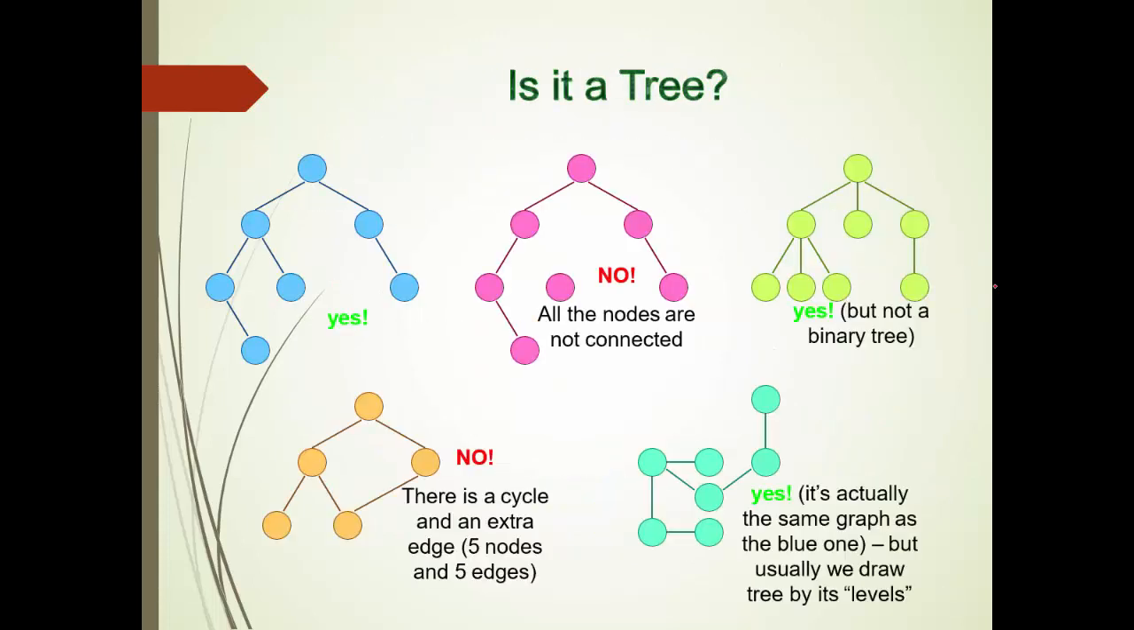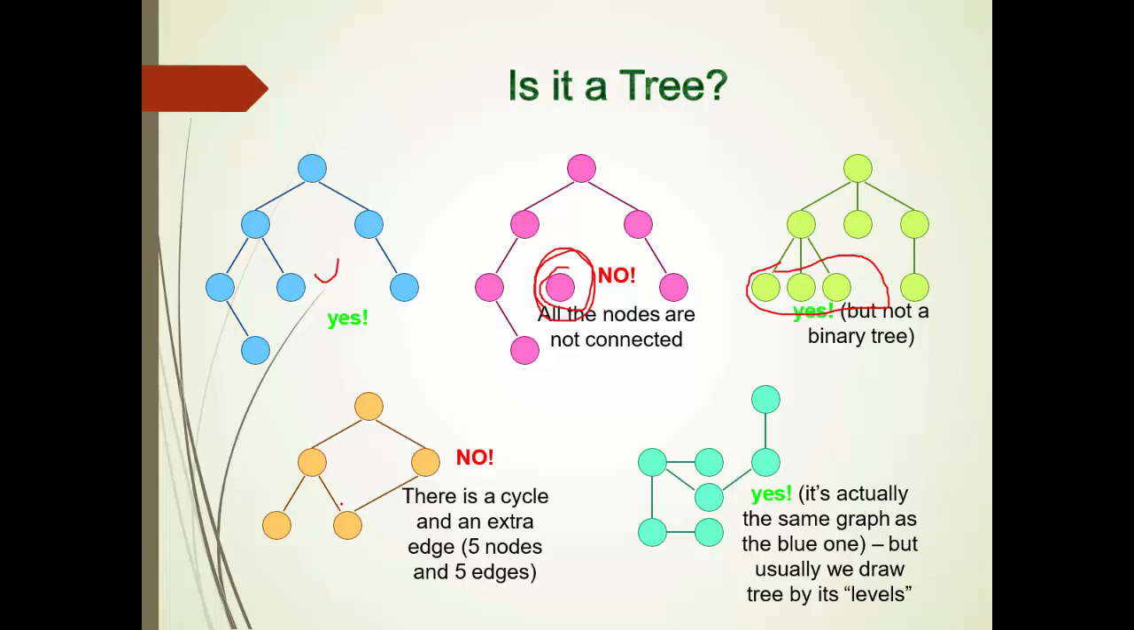Again here, we can say, is this a tree? Yes, because everything is connected and there's no cycle. Is this a tree? No. Why? Because this is not connected anywhere. Is this a tree? Yes. Even if we are having here 3, we didn't talk about the restriction of sons.